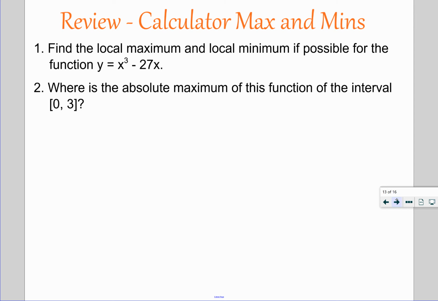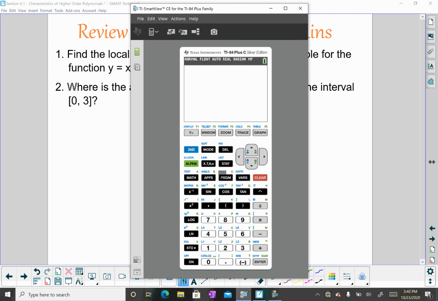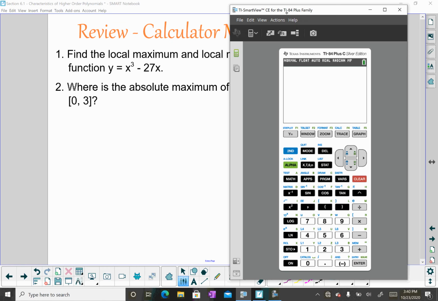Okay, in the next problem, we're going to just review quickly how to find max and mins in your calculator. So go ahead and get your calculators out. We're going to do this with a cubic function. I know it's a cubic function because my highest degree is 3. We're going to find local max and mins. These are just your, again, general max and mins we found before for y equals x to the third minus 27x. So we're going to go to y equals.